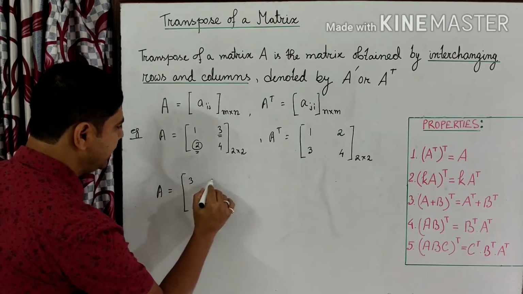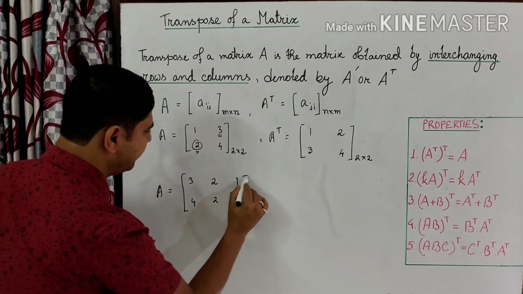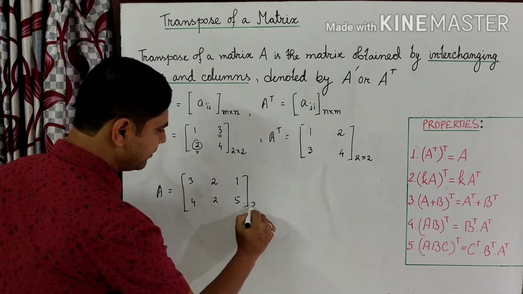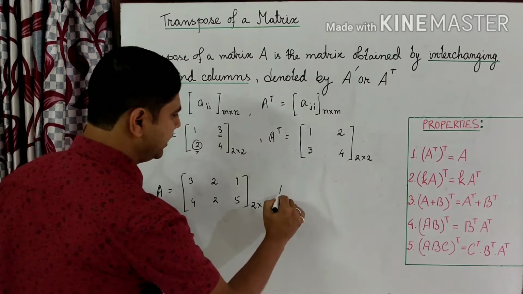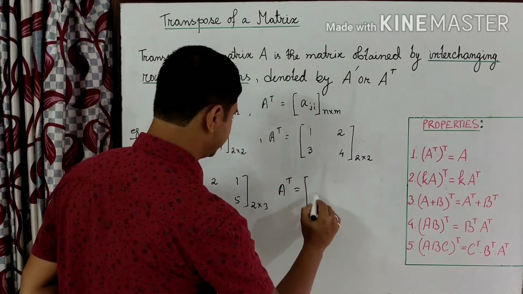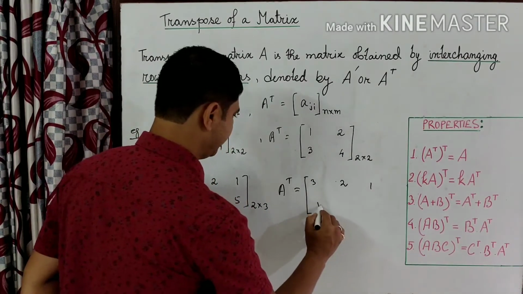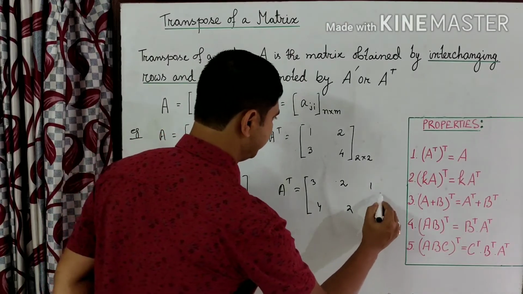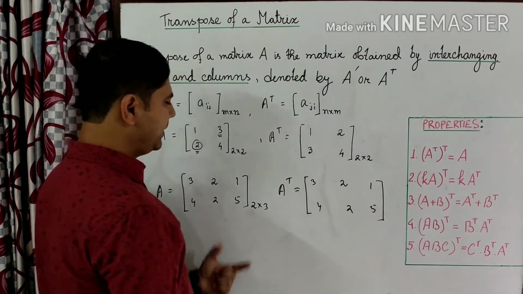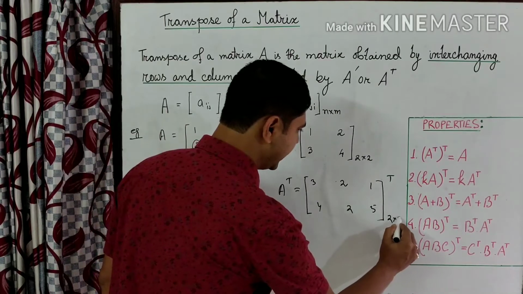Clear? Again, if we consider another example like that, A equal to, we consider 3 2 1 4 2 5. Now you have to find what is the order of this matrix? 2 by 3. A transpose means what? Transpose of this matrix. Matrix is what? 3 2 1 4 2 5. Order is what? 2 by 3.